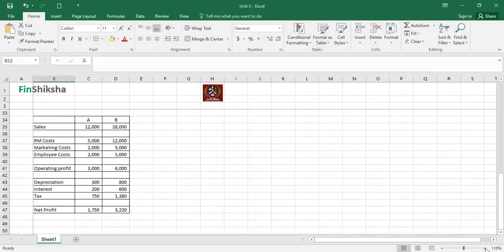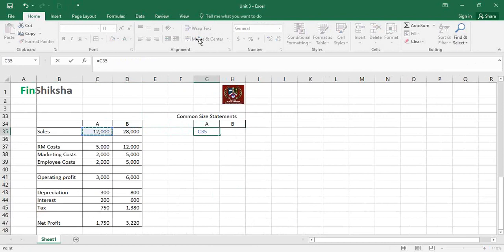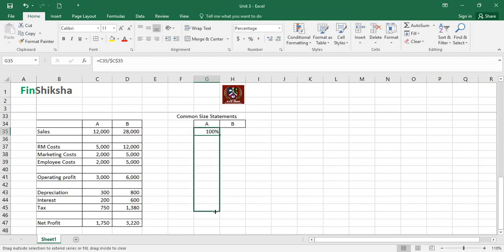So those are the numbers that we see. If we have to build common size statements, what we are going to do is write common size statements here, and let's just write A and B here itself, right? So that's what we're going to do. And what we have to do is take sales and divide by sales, and we have to freeze the sales number. Correct? I can convert it to percentages, so that's 100%. All I need to do is drag this down.